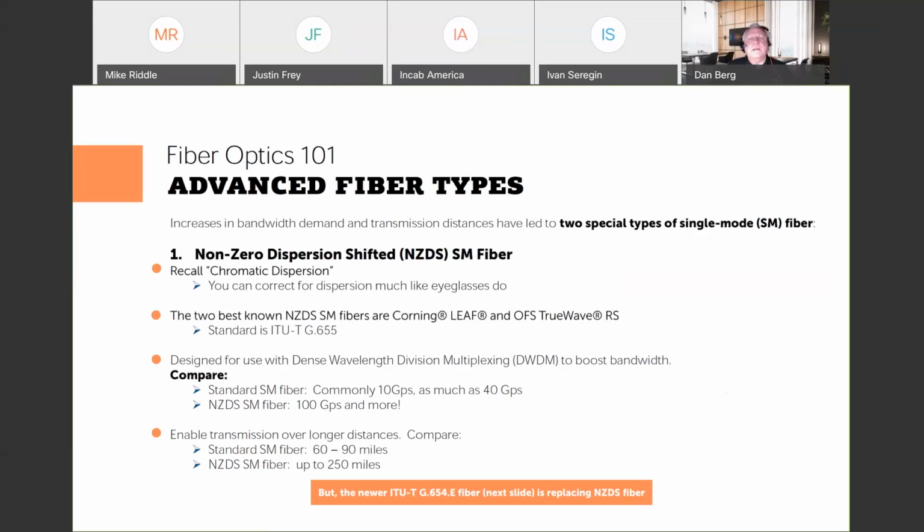When they developed dense wave division multiplexing to put on a single mode optical fiber, they found that they had a problem with what we call 4-wave mixing at 1550, which is the wavelength that most of this fiber is used for in long distance communications. So they had to correct that lower dispersion at 1550 and move it back towards 1300. That created more dispersion at 1550. But they found that the increased dispersion reduced the amount of 4-wave mixing.